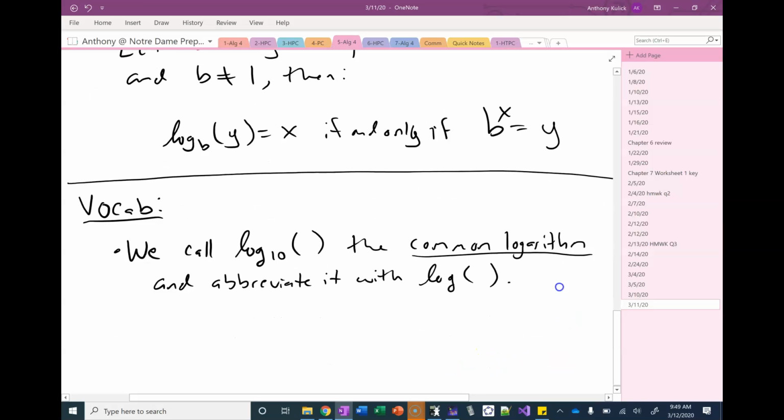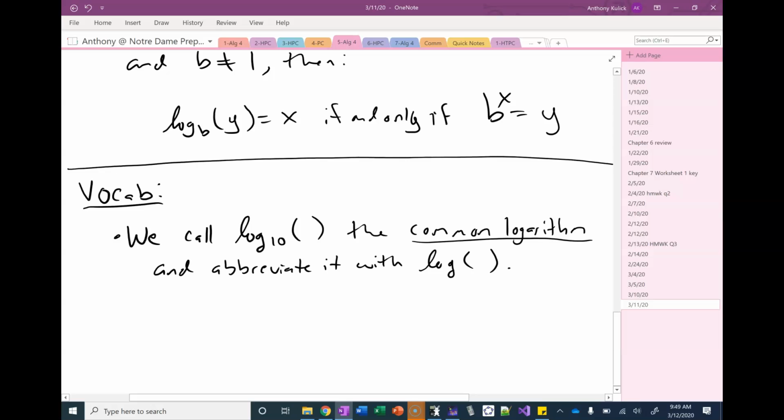So the first piece of vocab is we're going to use the phrase common logarithm to refer to log base 10. And when we write log base 10, we're not going to write the 10 in that spot. We're just going to write log with no subscript, and understand that when we write log with no subscript, there's really a 10 there.